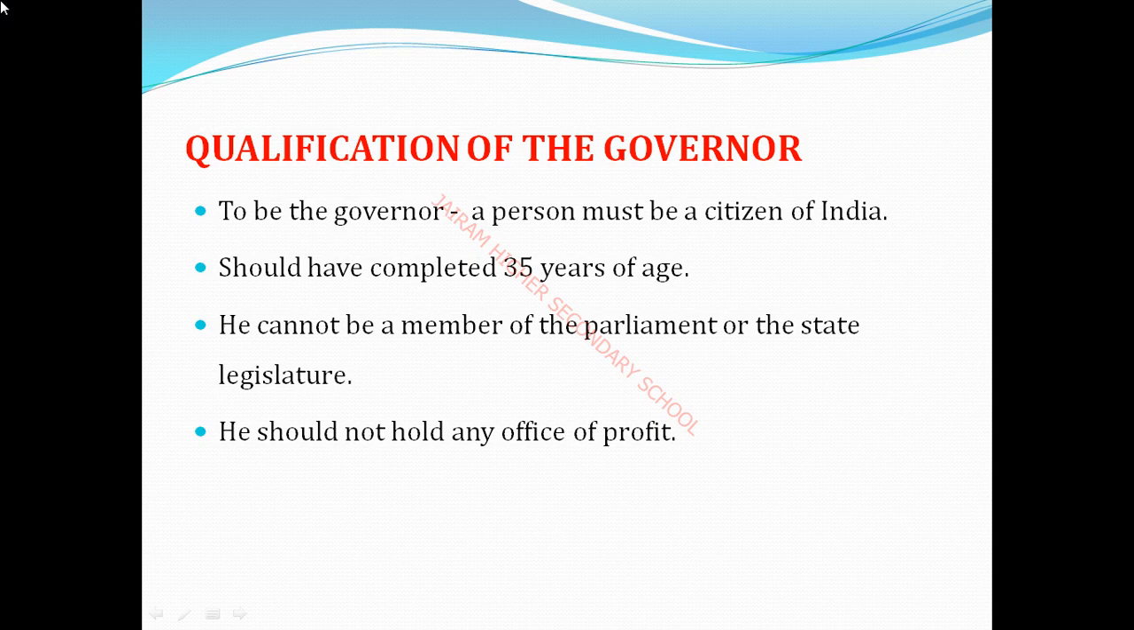That means he may not be an MP, MP means member of the parliament, or otherwise a state legislature. State legislature's member means what? MLA, member of legislative assembly. Okay children, so at last he should not hold any office of profit. What is the meaning of he should not hold any office of profit? He should not work under any government sector as a public servant. Okay children, so these are all the conditions to become a governor of a state.